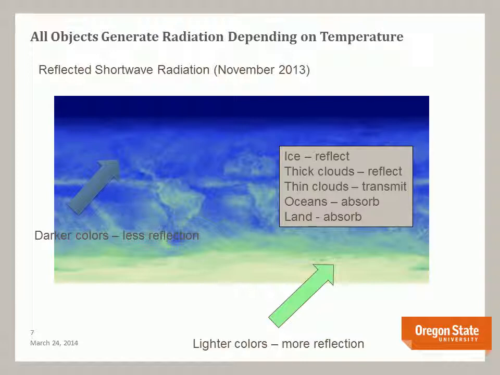In this map from November 2013, the highly reflective areas are likely due to ice on Antarctica and the presence of clouds along the equator. Note that there is much less reflection in the Arctic areas due to the lack of solar input during this time of year.